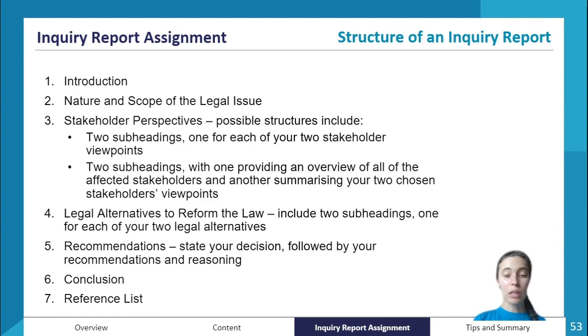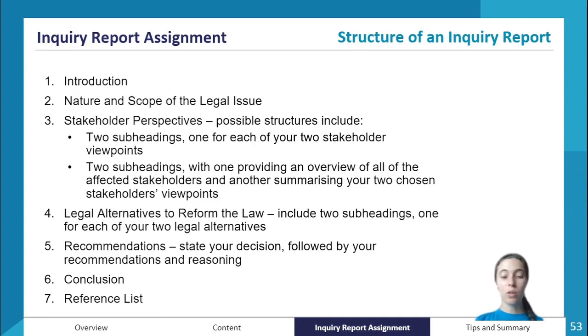Next, you'll have your legal alternatives to reform the law. So you will have already now assessed the situation and its scope. You will have considered the stakeholders and their positions, and you'll now be presenting those possible solutions to reform the law. You could have two subheadings here, one for each of your two legal alternatives. That would make sense structurally.